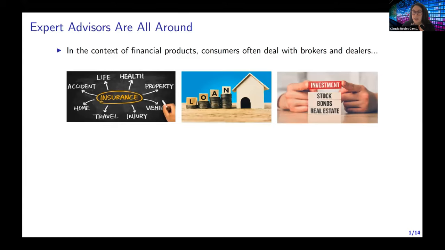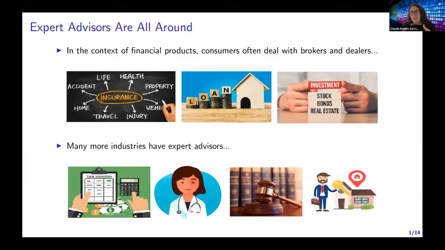But it's not only about financial products. In many other industries, we also have consumers interacting with expert advisors. And when I say expert advisor, I basically mean a person that is more informed than the consumer. In a way, it's an expert on the field, and it's going to give some sort of recommendation to the consumer. So you could also think about tax advisors, doctors, lawyers, real estate agents, car dealers. There are all sorts of situations in which consumers have to interact with these expert advisors.